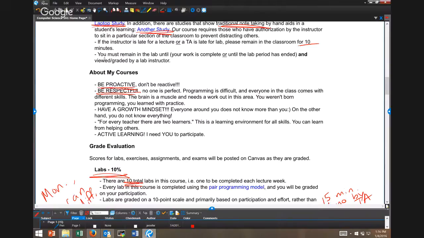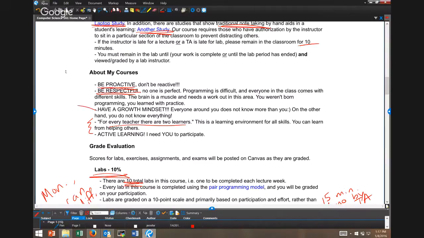You must be very respectful. Everyone has something to learn from each other, and one of my favorite sayings is that for every teacher there are two learners. So even if you do think you know everything, then maybe you can help teach someone else so that you can learn even more.